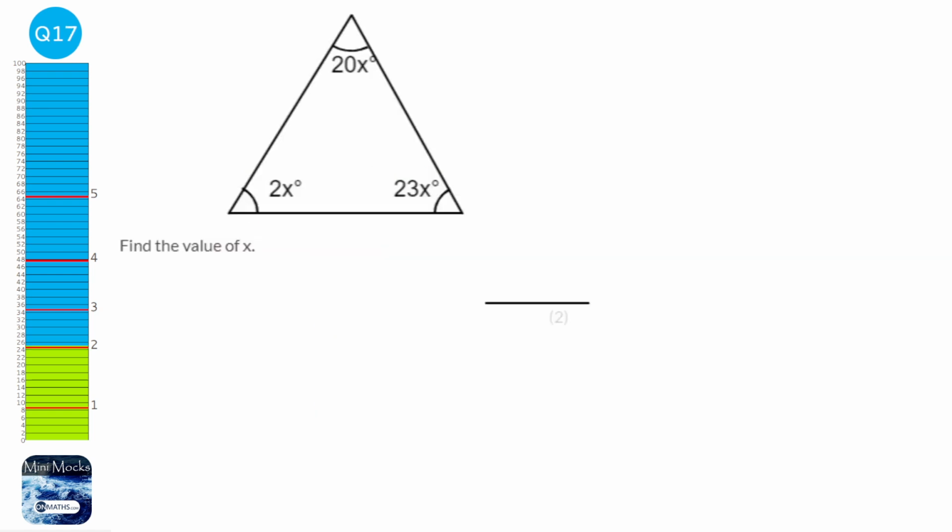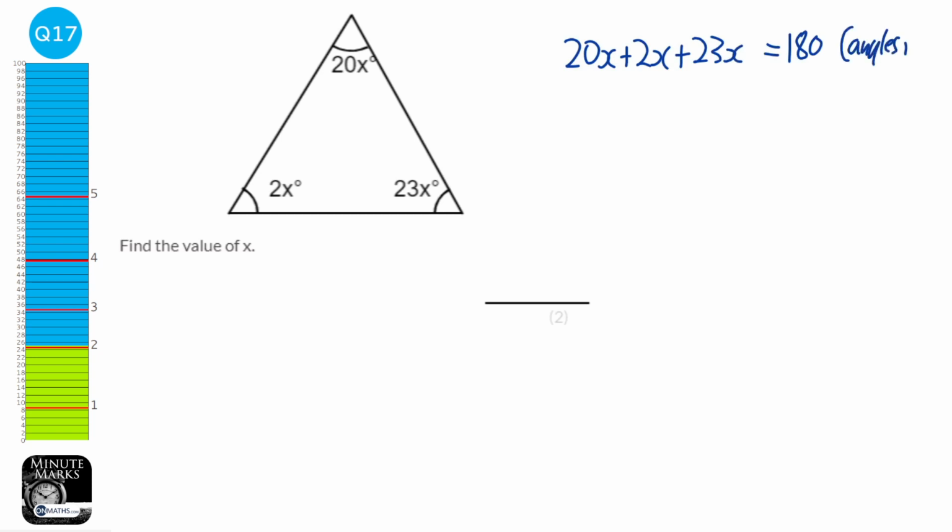Here we're given a triangle, and we're not actually given the values of each of the angles. We're given them in terms of x, but we know that they're going to add up to 180. So we're going to do the 20x plus the 2x plus the 23x, and we know that it's going to equal 180, and the reason is that angles in a triangle add up to 180.